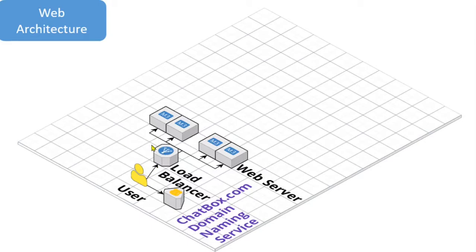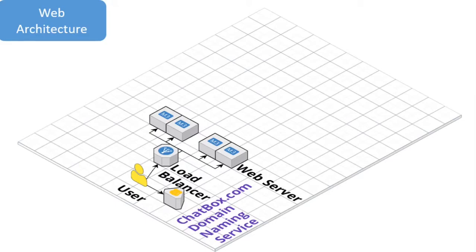To follow best practices, we add a load balancer here, which can be hardware or software. The main purpose of the load balancer is to watch the incoming traffic requests and route them to an available web server so that the web server can give a response efficiently to the user.